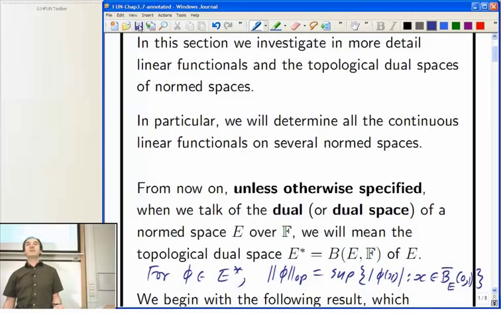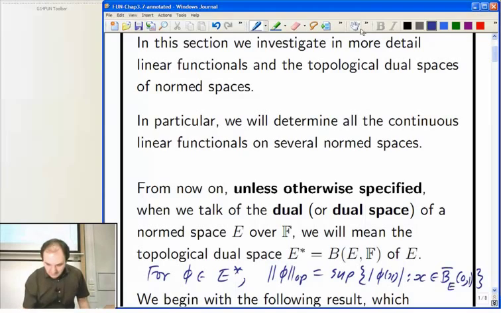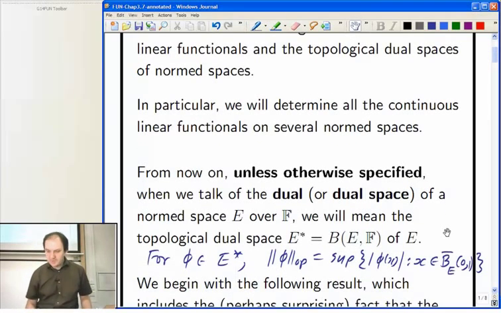You can use the open ball, you get the same thing. You can use the open sphere and you get the same thing. You can use those things whose norm is exactly 1, or you can use those things whose norm is strictly less than 1, or you can use those things whose norm is less than or equal to 1. By the time you take your supremum, you get exactly the same thing. With a possible exception of when E is a zero space and the unit sphere is empty, and then you have to figure out what the supremum of the empty set is. So let's not worry about that special case.